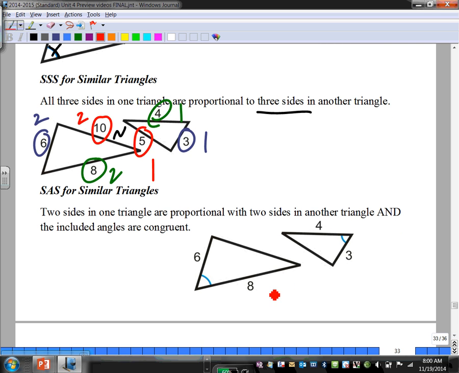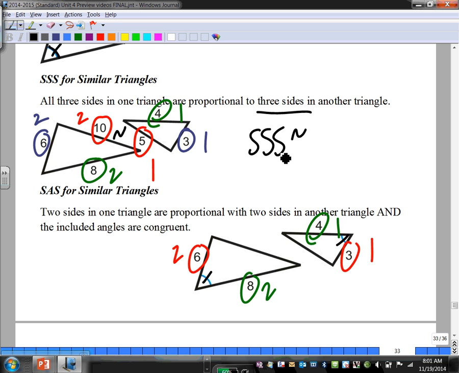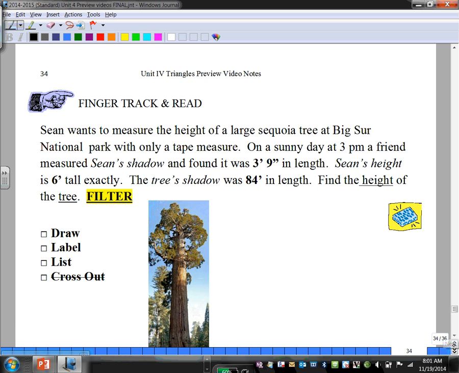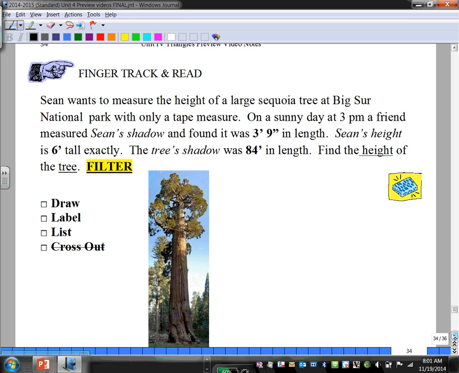Last one, let's check our ratio, short to short here. That's again 2-to-1. Long to long, 2-to-1. And then here we have an angle congruent. This is an example. That's side, side, side similarity. This is side, angle, side similarity. That's a quick recap. Now let's see how this is actually used in real life.